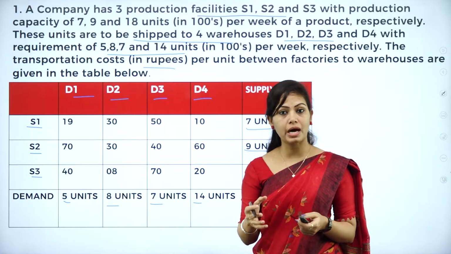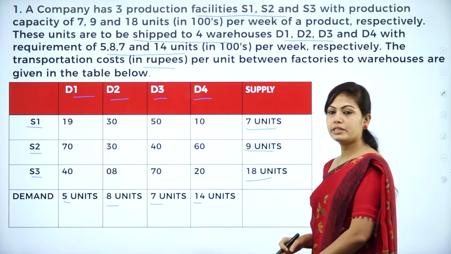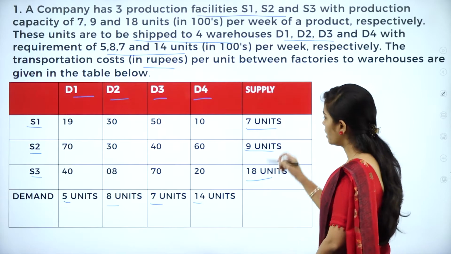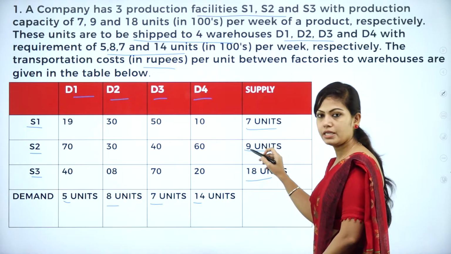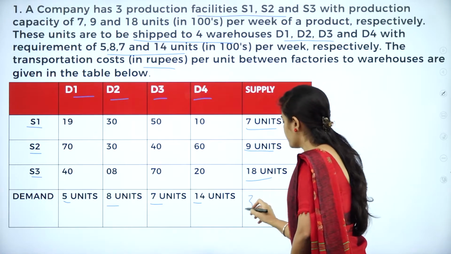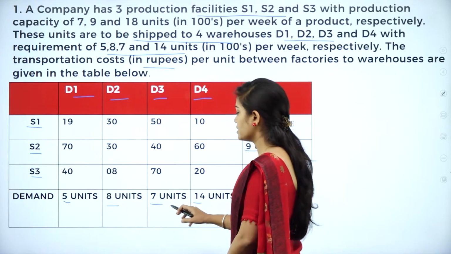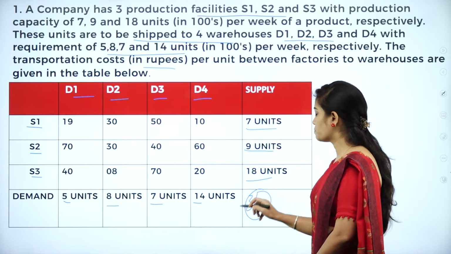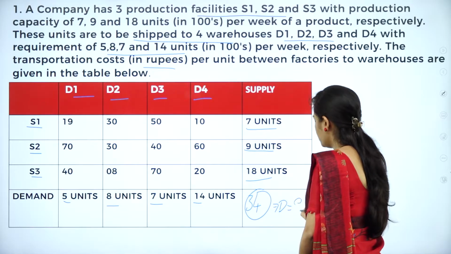How to find it is balanced or unbalanced? By adding all the supply and adding all the demands, you can get to know about the balanced or unbalanced problem. Add all the supply values: 7 plus 9 is 16, 16 plus 18 is 34. And 5 plus 8 is 13, 13 plus 7 is 20, 20 plus 14 is 34. So it is a balanced problem because supply is equal to demand.